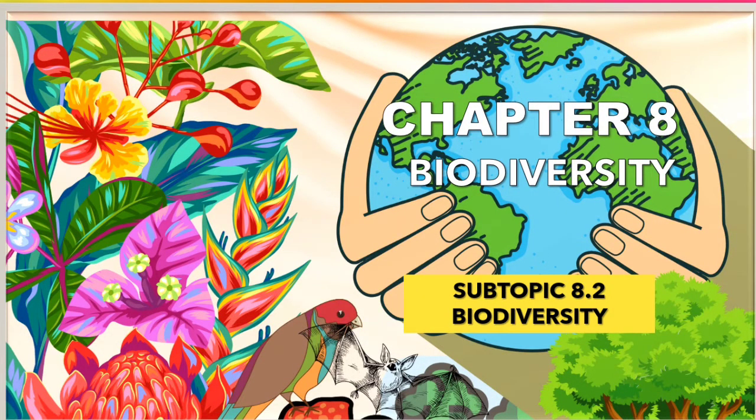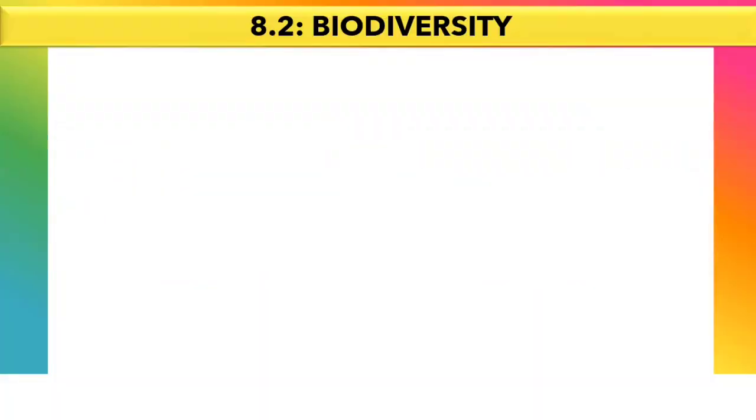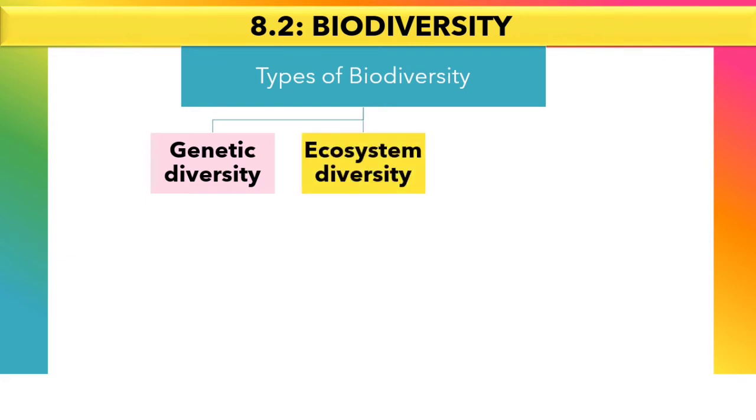Assalamualaikum and hi everyone. In this video we will learn chapter 8, subtopic 8.2, biodiversity. Biodiversity is divided into three groups: genetic diversity, ecosystem diversity, and species diversity.